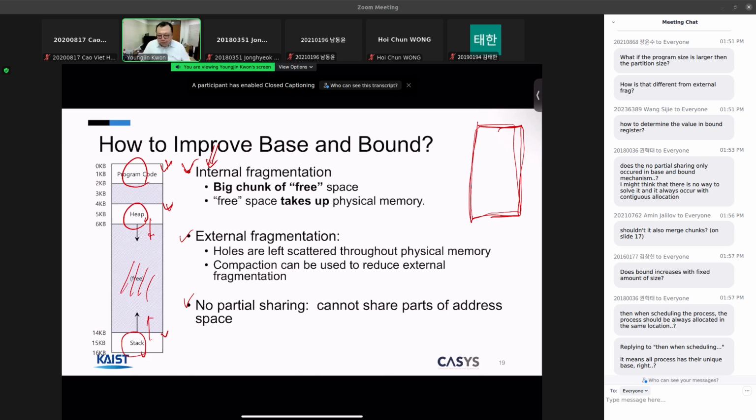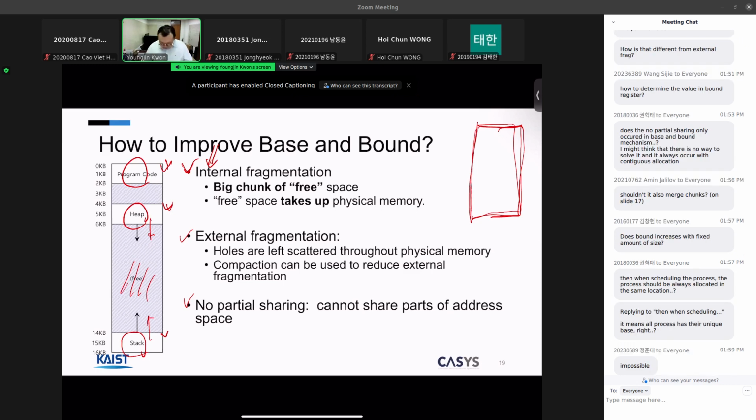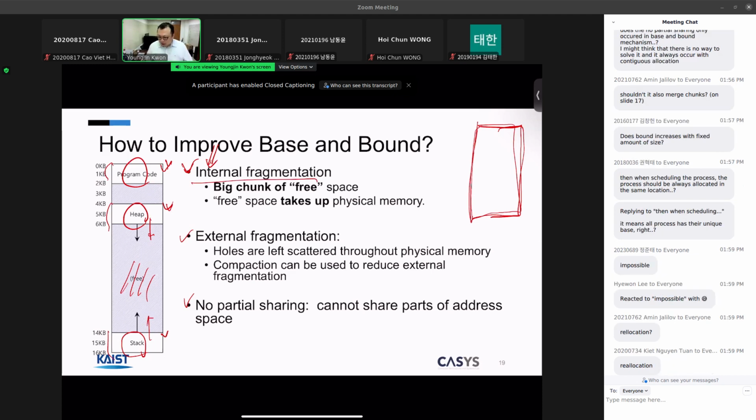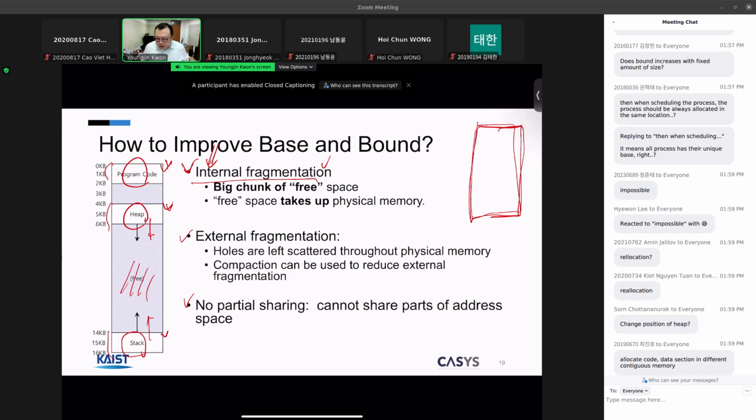How to do that? The application has different chunks, different memory regions? Impossible? So how to do that? Is it impossible to relocate? No. What to do? It's possible. It cannot eliminate internal fragmentation, but it can reduce it. By what? Changing the position of the heap.